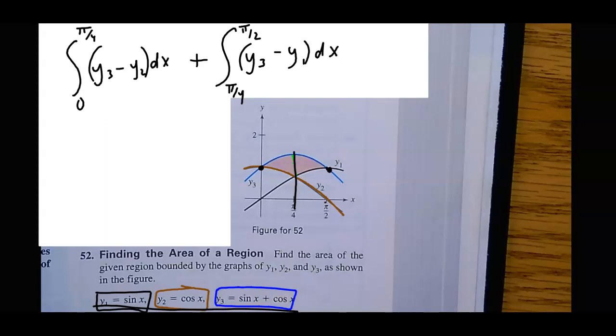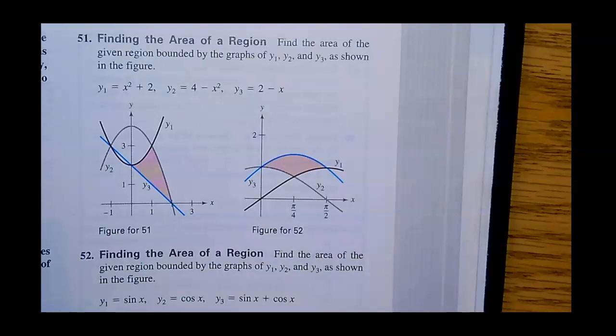So the idea here is that when you have a more complicated setup, sometimes you have to split it up into multiple parts and find the area of the parts. And one of the tricky things about it is finding where to break it up at. But there you have it. That's numbers 51 and 52.